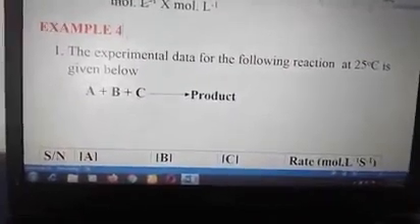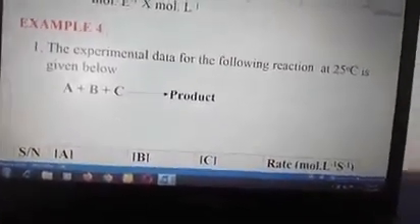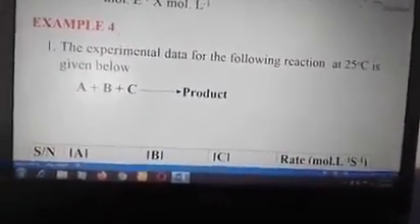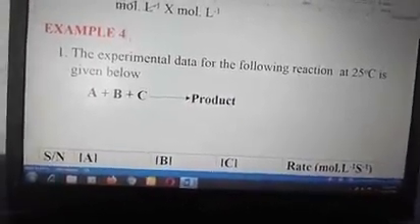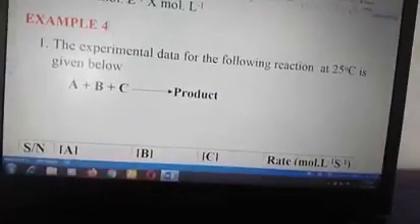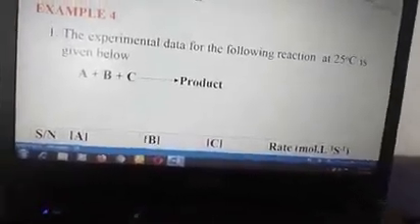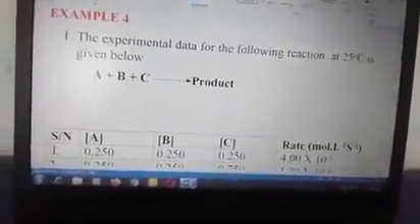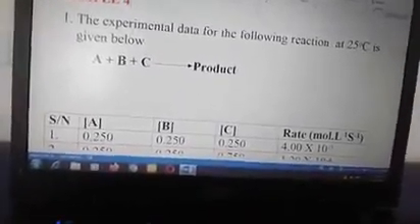So we'll now go over to example 4. This example 4 is talking about a reaction that involves 3 reacting particles. That is a termolecular reaction. So you say that experimental data for the following reaction at 25 degrees Celsius is given below: A plus B plus C giving us product. You can see that the reaction is a termolecular reaction because it involves 3 reacting particles, one of A, one of B, and one of C.